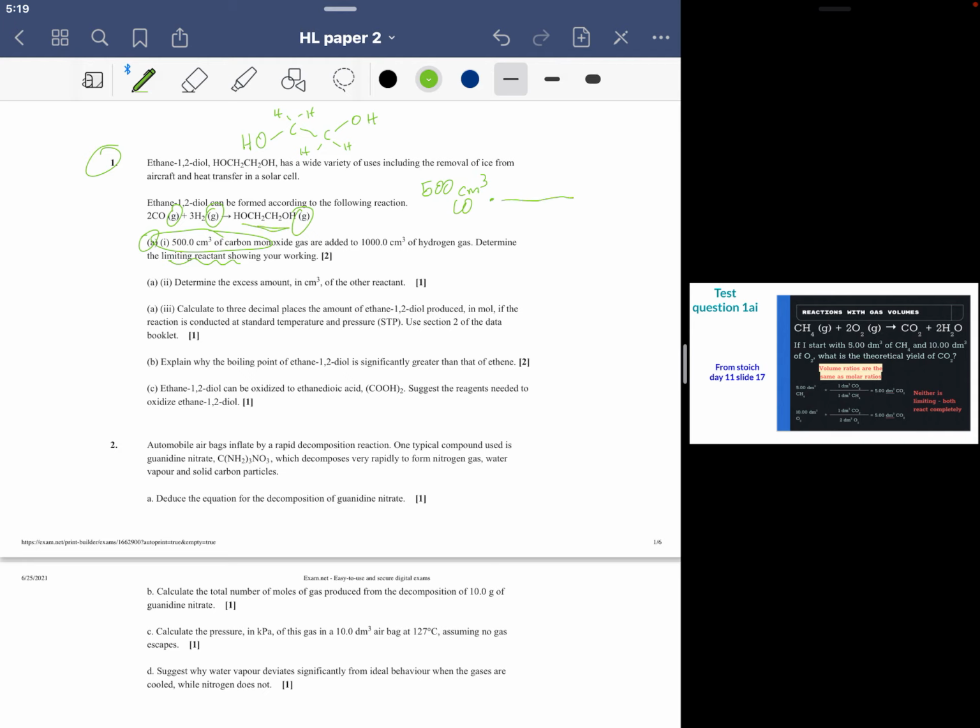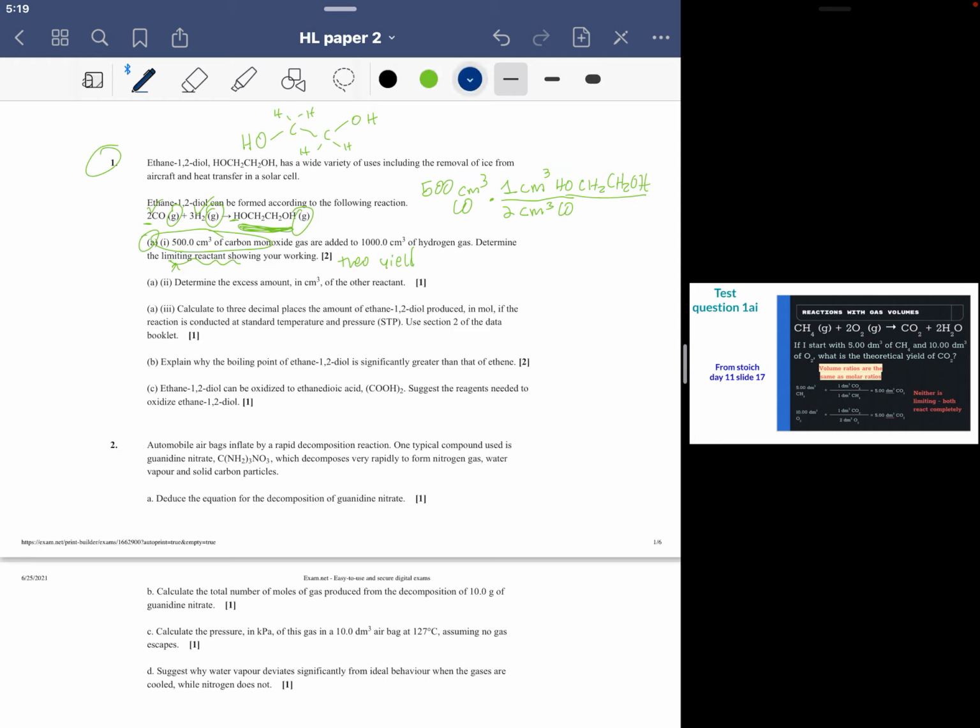I now need to convert to ethane 1,2-diol. The idea is to find the theoretical yield for each of my reactants and figure out which theoretical yield is smaller. That gives me my limiting reagent. So I can use these ratios 2 to 1 as volume ratios for carbon monoxide and ethane 1,2-diol to find theoretical yields here.